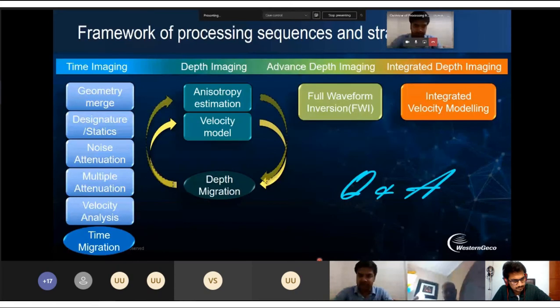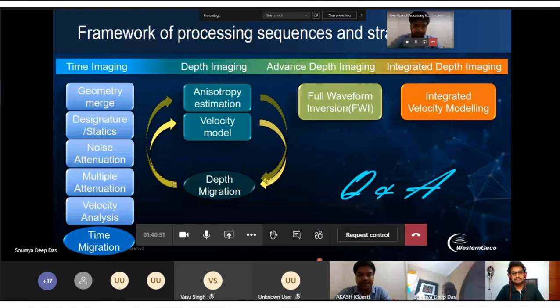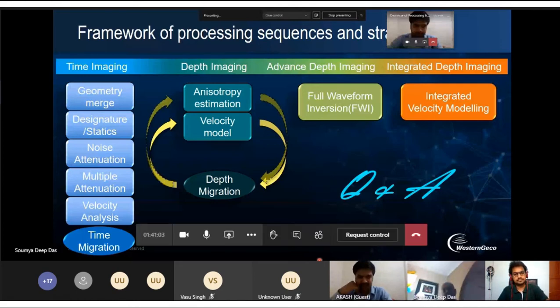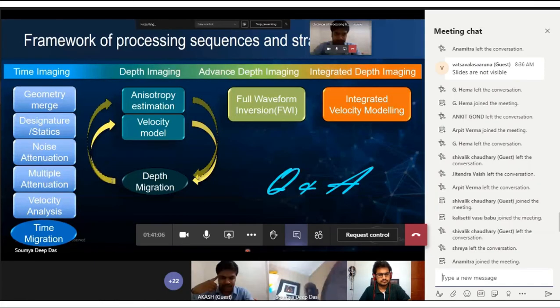Sir, I have a question. When we last went for an industrial visit, they were using Omega software, sir. In that, we had a lot of QCs. I mean, for each step you have a quality control associated with it. Let it be full wave inversion or any other method like tomography, what are the QCs associated with that?